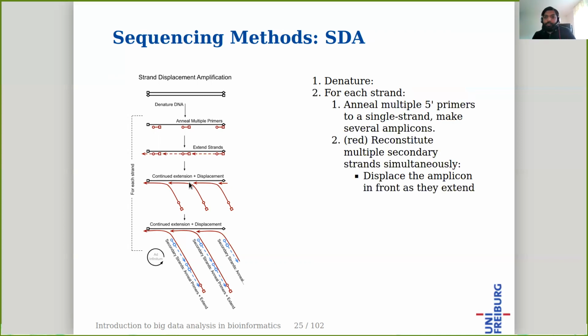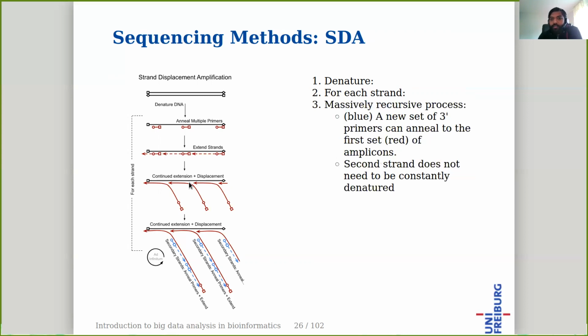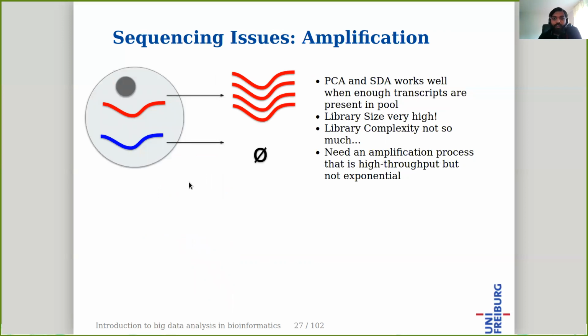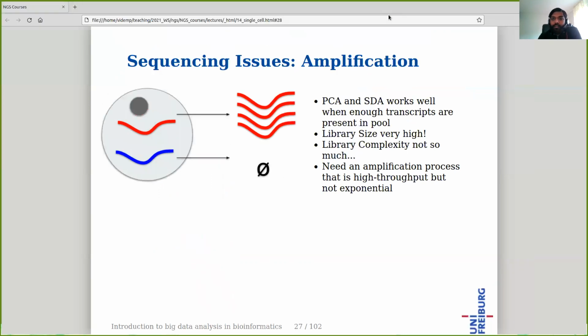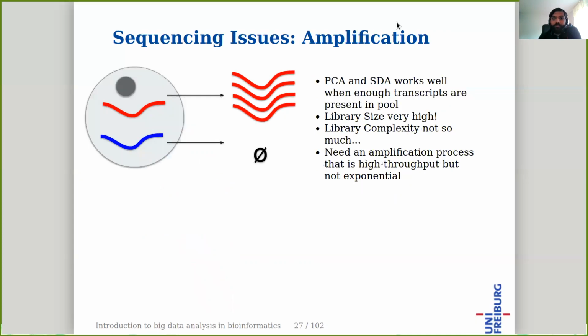This is also really high throughput, and both of them usually work well. Both of them can produce a really high library size. But the problem here is both of them cannot produce a really complex library. So we'll see what library complexity is.